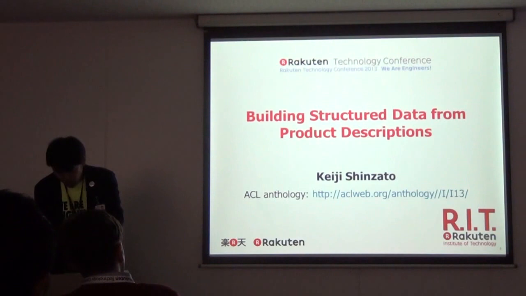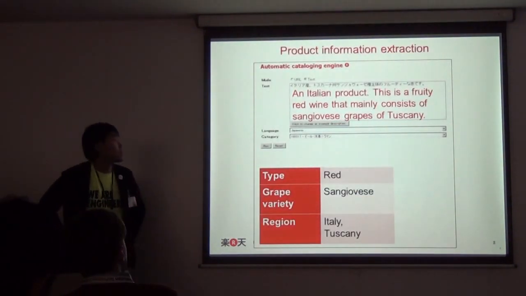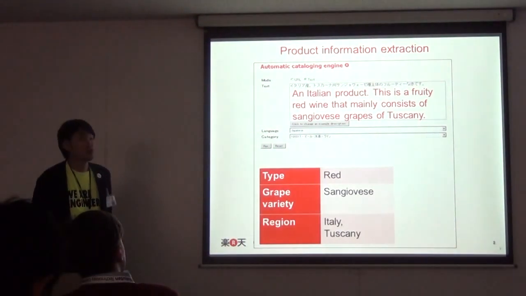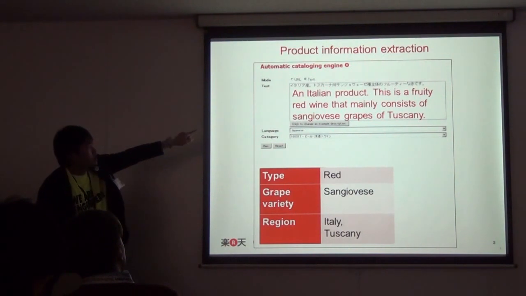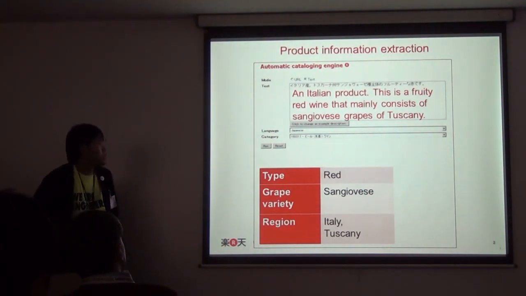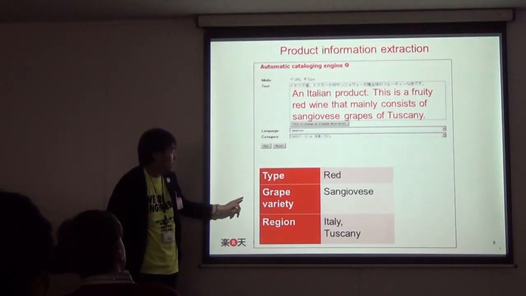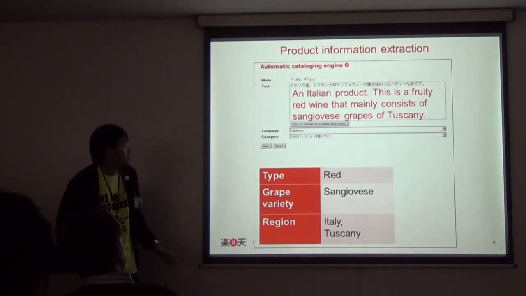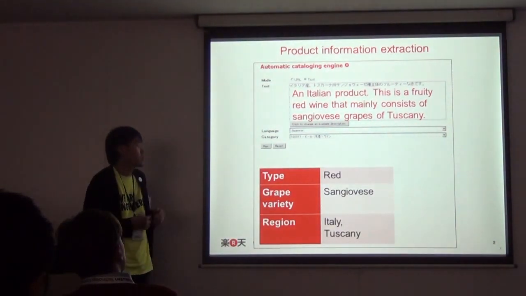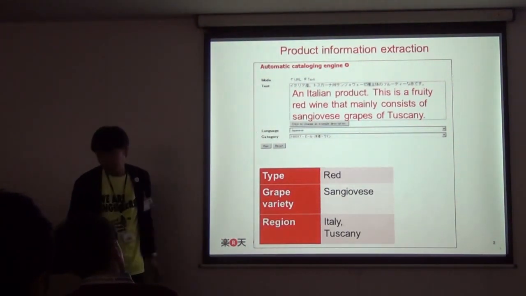Okay. So we want to create a system that extracts product information from given text like this. If we get the text, Italian product, this is a fruity red wine that mainly consists of Sangiovese grapes of Tuscany, the system outputs that the type of wine is red, the grape variety of wine is Sangiovese, and the region of wine is Italian Tuscany. So we want to create this kind of system that outputs table data from full text.